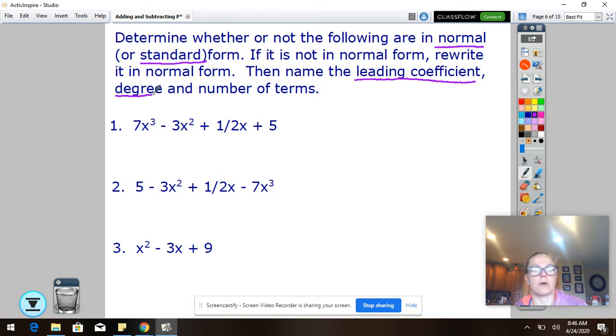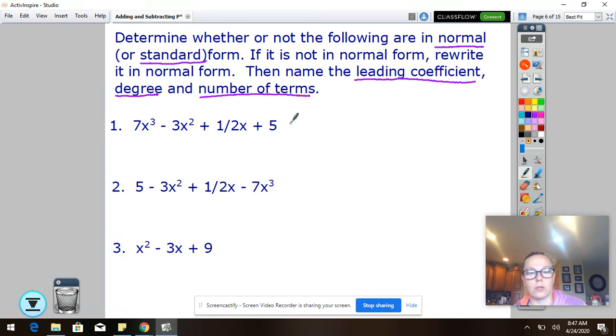Then we're going to have to name our degree, which again, that is our largest exponent, and the number of terms. And that's how many there are in there. So if we look at the examples below, we have 7x cubed minus 3x squared plus 1/2 x plus 5. Now, if we look, the first thing we have to decide is if it's in normal form. And if I look here, I notice that I'm in normal form because I have 3, 2, 1, none.